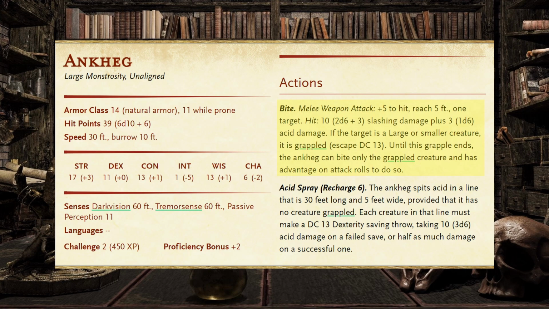The acid spray attack spits acid in a 30-foot long, 5-foot wide line, providing the Ankheg is not grappling a creature. Each creature in that line must make a DC 13 dexterity saving throw, taking 3d6 acid damage on a failed save, or taking half as much on a successful save. This ability recharges on a 6, meaning that the Ankheg can use this ability once, then at the start of subsequent turns must roll a 6 on a d6 to be able to use this ability again.